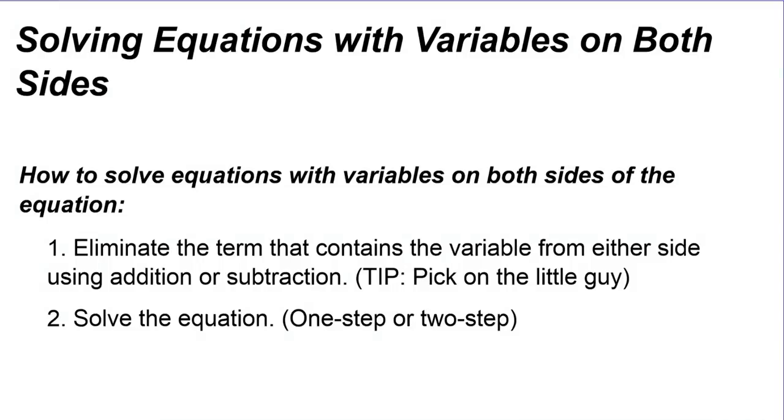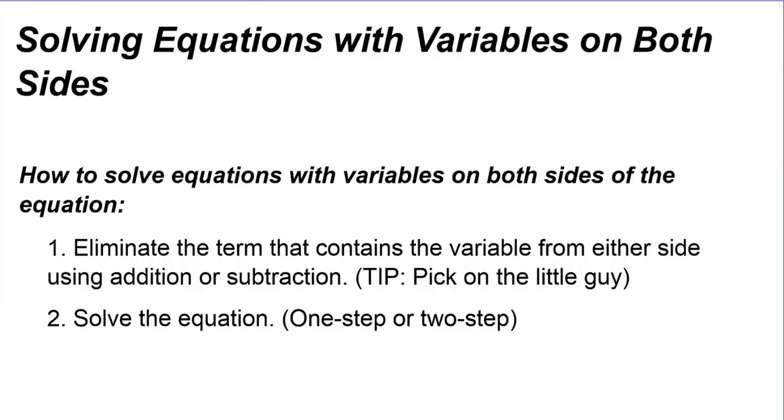To do that, really the one thing we want to do here in step one is to eliminate the term that contains the variable from either side using addition or subtraction. So we're going to add or subtract enough to get rid of that term from one side of the equation, and then we'll have an equation that only has a variable on one side. So then we'll turn it into an equation that we know how to solve, and that leads us to step two, just solve the equation, because after we eliminate the variable from one side, we're going to be left with either a one-step or a two-step equation.